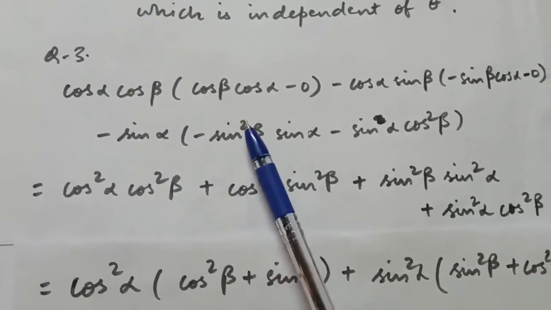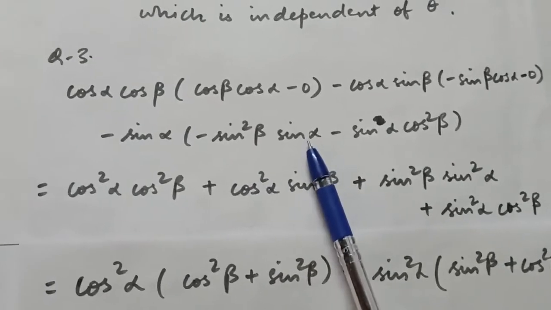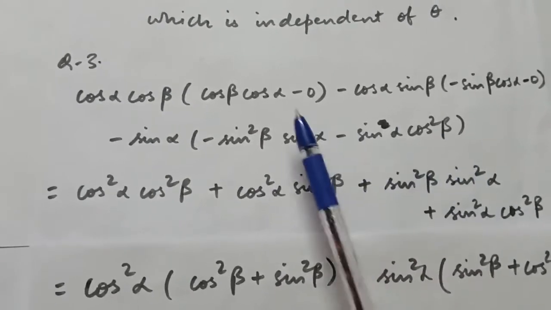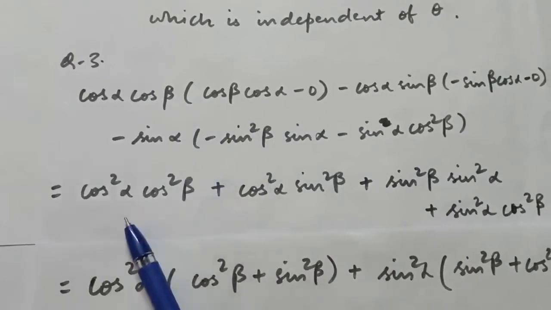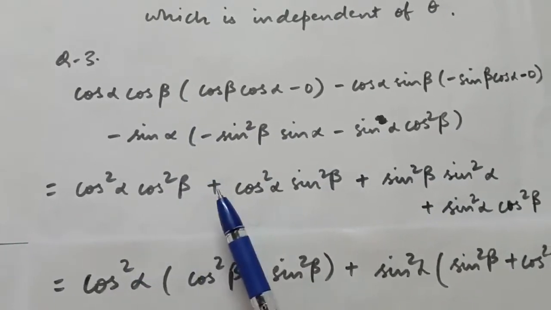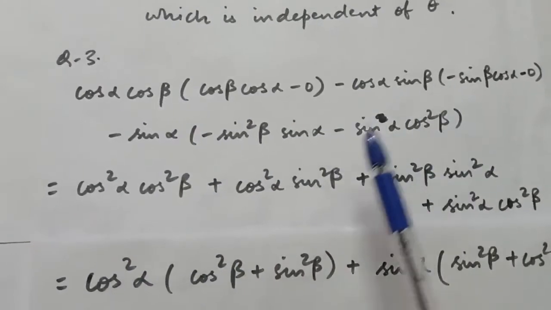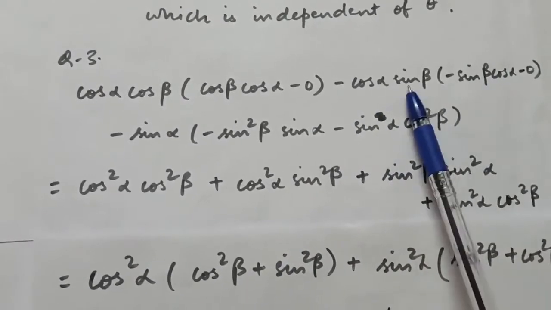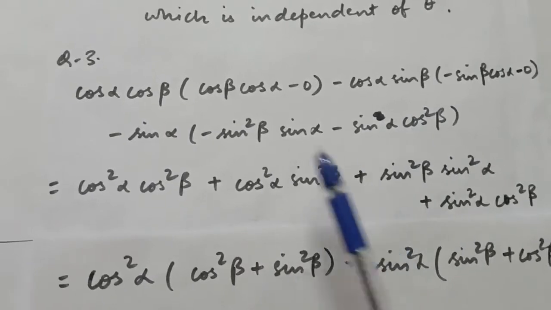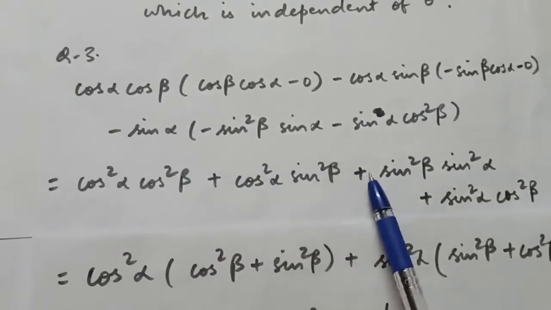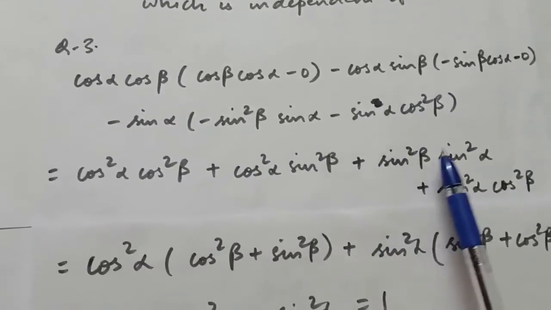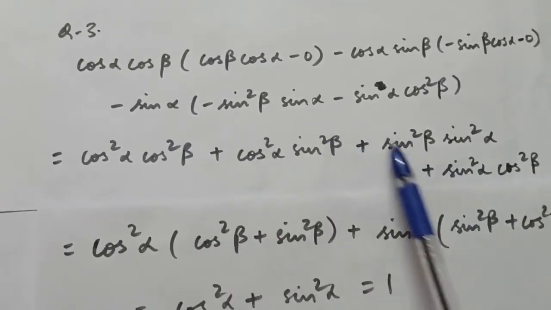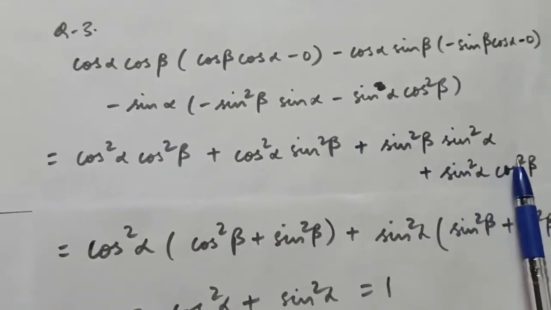So it will be minus sin square beta sin alpha minus sin alpha into cos square beta. Now multiply these, you will get here cos square alpha into cos square beta. Now minus minus plus cos square alpha and sin square beta. Now minus minus again plus sin square alpha into sin square beta, and again minus minus plus sin square alpha into cos square beta.